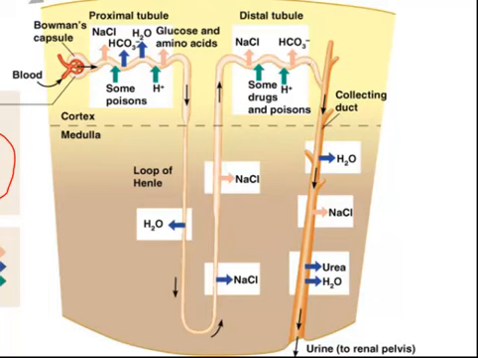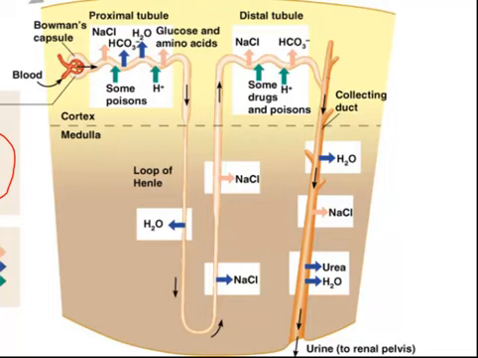Then we get up here to the distal tubule. The last bits of things that do not belong in our blood are going to go back into the renal tubule. So that's the rest of our toxins and some drugs, and anything else that we might possibly need can still be reabsorbed at this time.